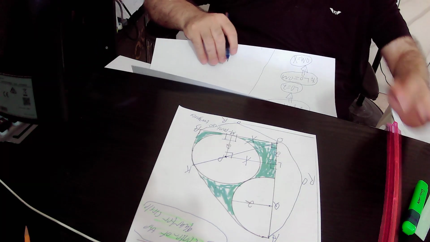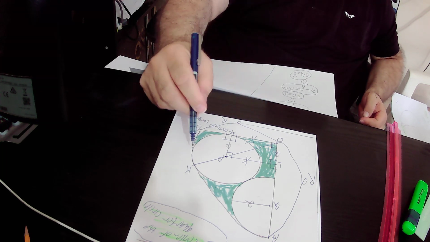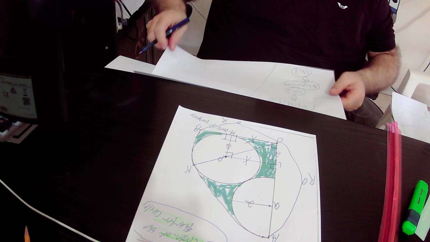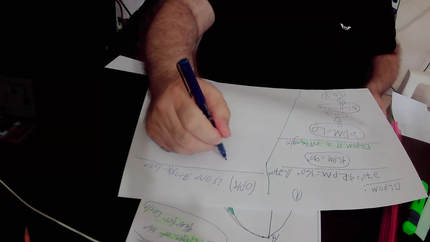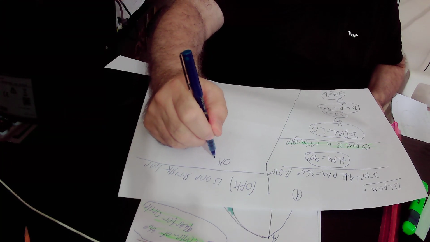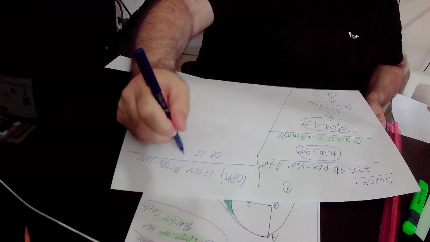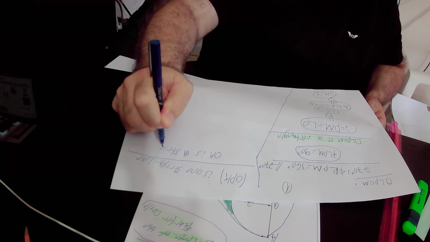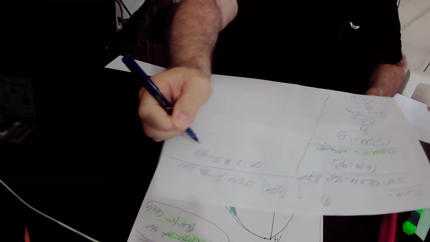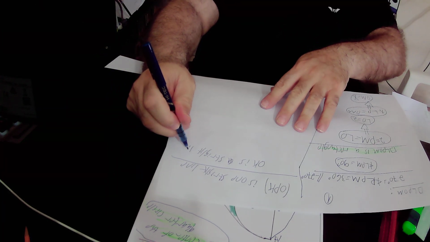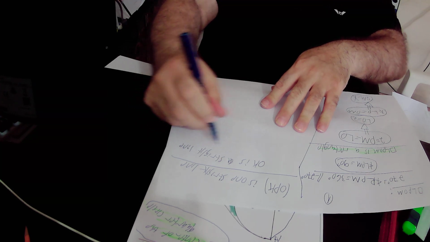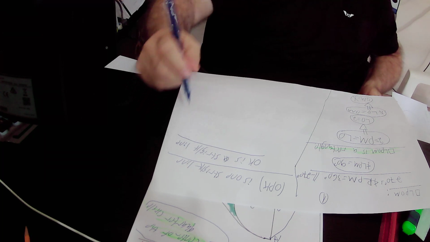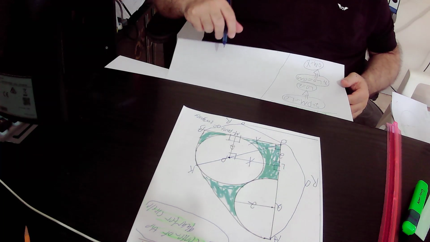OPK is one straight line. So if OPK is one straight line, it means that OK itself is also a straight line, of course. So you can write down that OK is a straight line. We know that OK is a straight line, but what is the definition of the straight line OK?